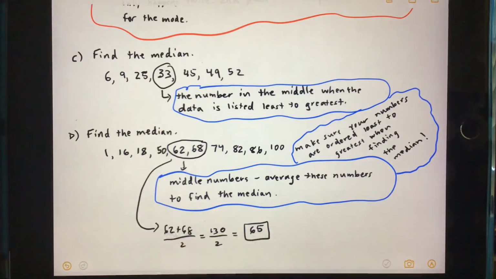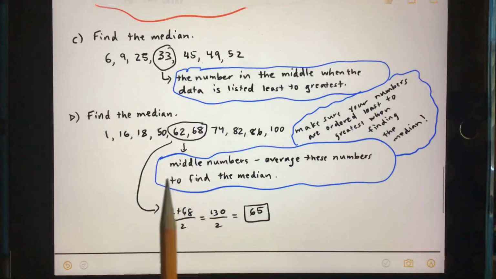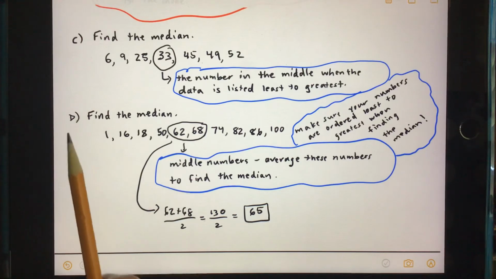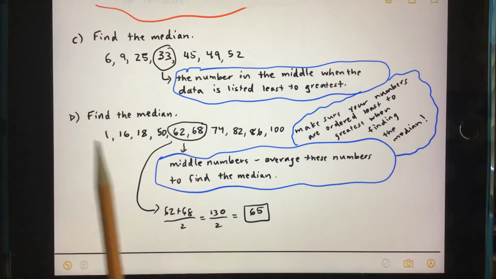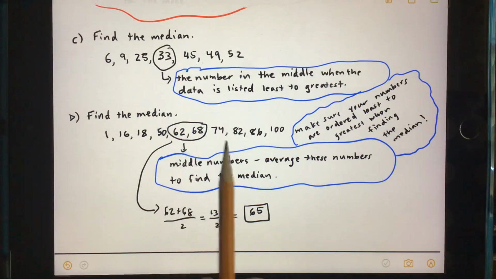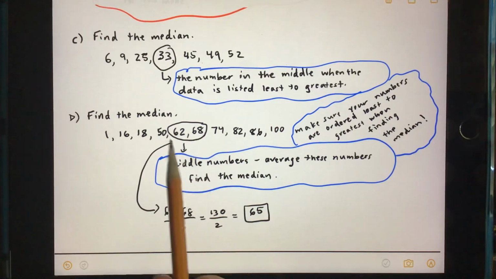So this is the median with no further work, the number in the middle when the data is listed least to greatest. So if there's an odd number of values in your data set, your median will be the number in the middle, no further work. But if you have an even number of values in your data set, you will have 2 numbers in the middle. So for board problem D, find the median, we'll have 4 data values below these middle numbers and 4 data values above. We do have to average these.